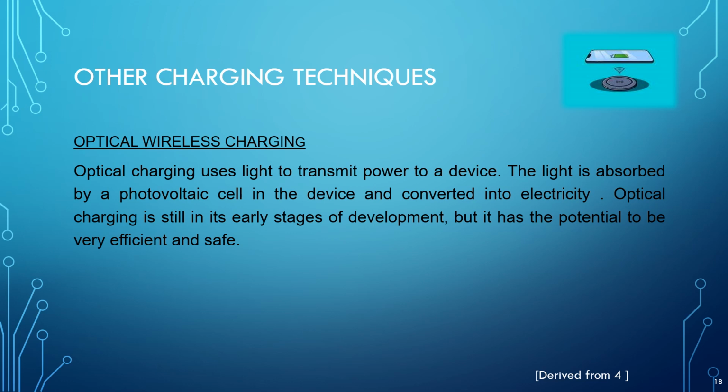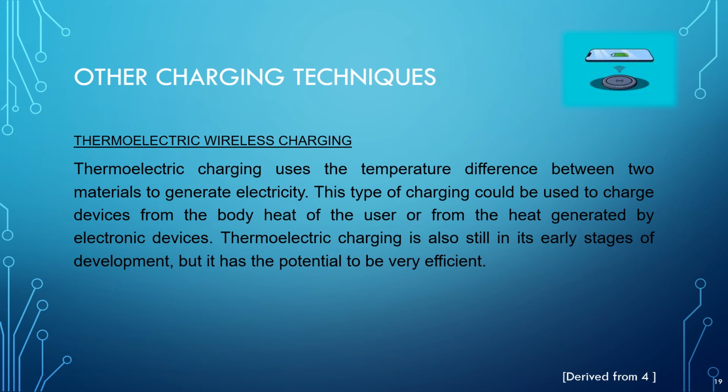Next is optical wireless charging. In optical wireless charging, light is used to transmit power to a device. The light is absorbed by a photovoltaic cell in the device and converted into electricity. Optical charging is still in its early stages of development, but it has the potential to be very efficient and safe. And thermoelectric wireless charging.